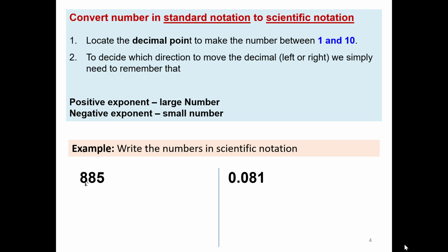Now let's see how we can convert numbers in standard notation to scientific notation. We need to follow two steps. First, we locate the decimal point to make the number between 1 and 10. Let's see how we can do this for the first example. We have 885. We need to locate the decimal point just here, to make the number between 1 and 10. It's right here, 8 point. This is where we want the point.